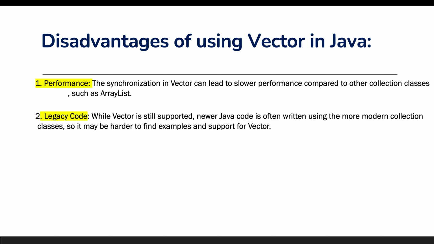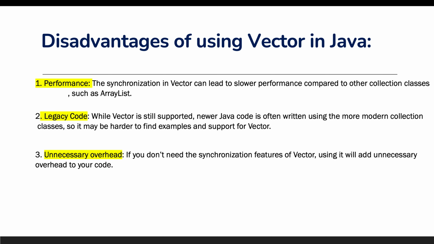The second disadvantage can be legacy code. While vector is still supported, newer Java code is often written using more modern collection classes. So it may be harder to find examples and support for vector, but this can be an advantage also and a disadvantage also. The next disadvantage could be unnecessary overhead. If you don't need the synchronization feature of vector, using it will add unnecessary overhead to your code, because it is going to allow only one thread to perform the operation at a time. So if you want to perform multiple operations, then you will not be able to use the vector class. These are a couple of the disadvantages of using the vector class.